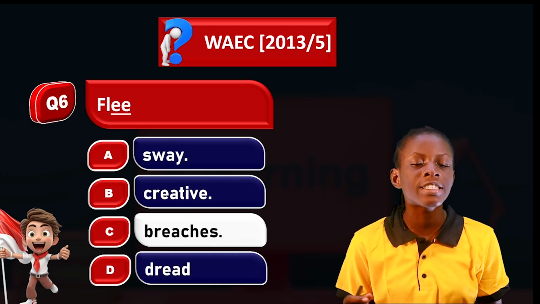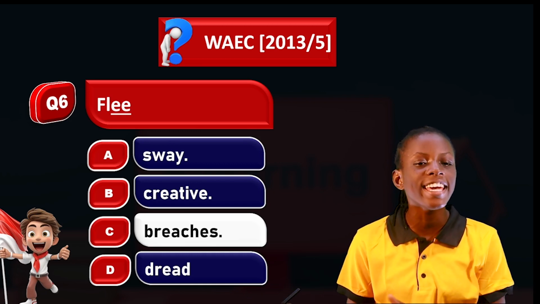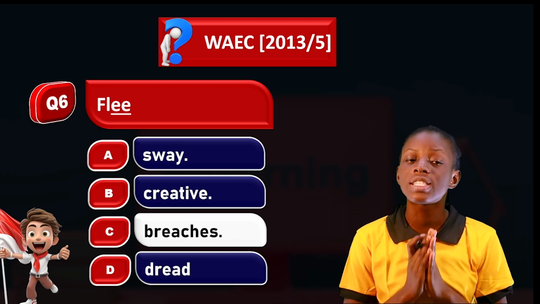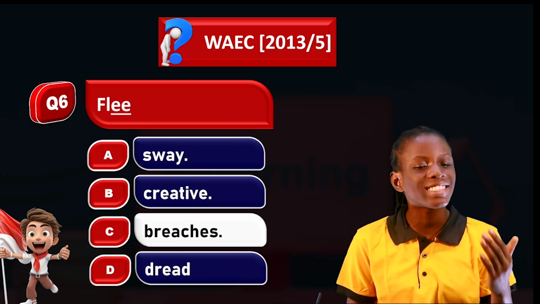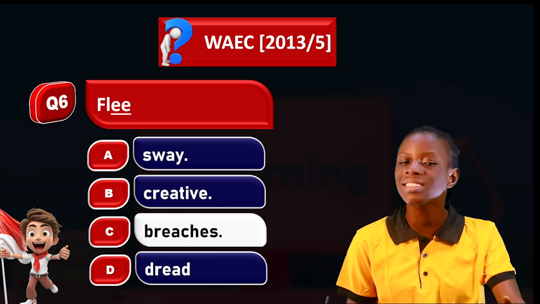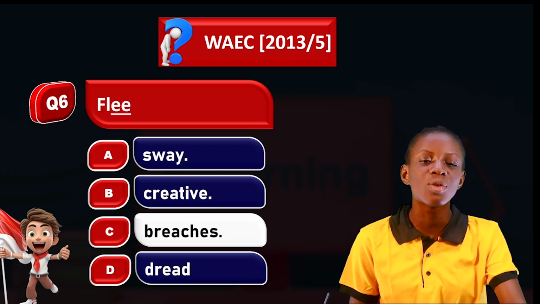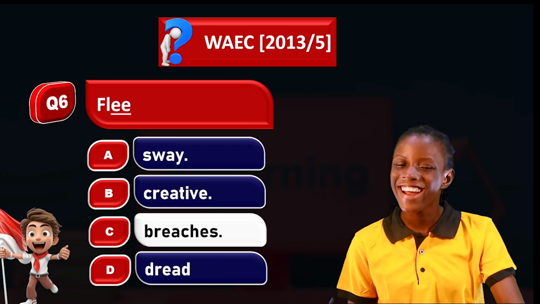Breeches. Eaches. Flee. The E sound is found in these two words, making option C our answer. So only option C amongst our options has the same vowel sound as the underlined letters EE in the word flee. So C is our answer.